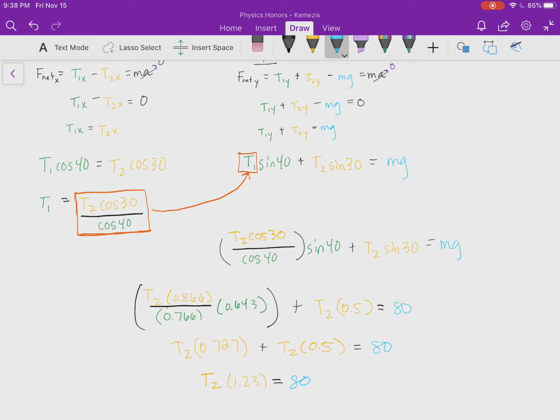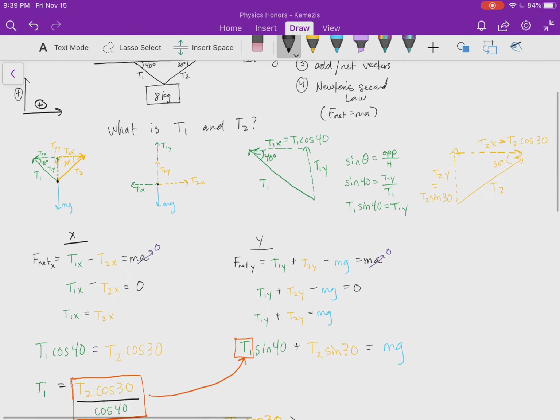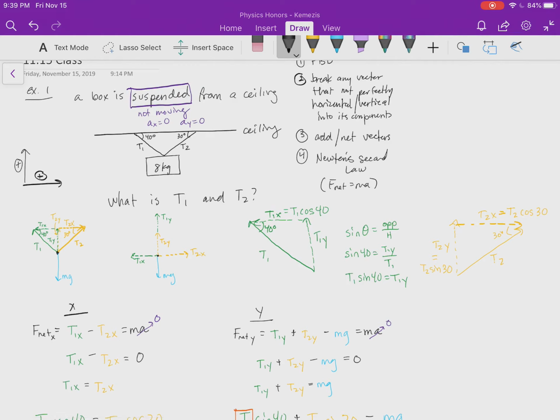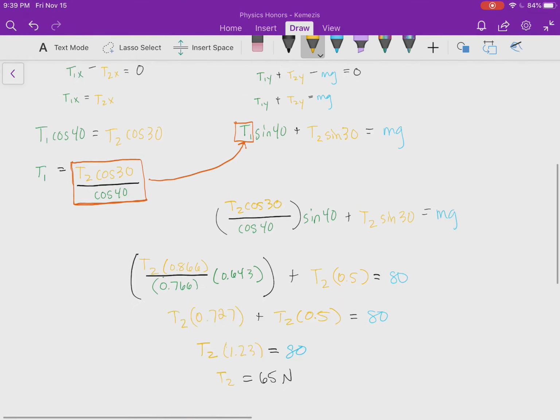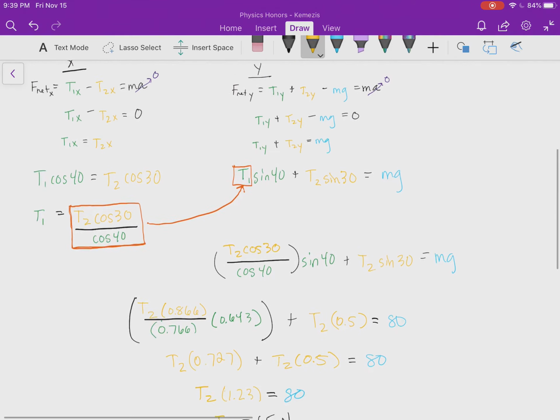And now we just have to divide 80 by 1.23, which is, sorry, calculator problems. 80 divided by 1.23 is 65. Okay, so T2 is equal to 65 newtons. So the tension in this string right here is 65 newtons. And again, what we did is we substituted in, we got a system of equations, one unknown.